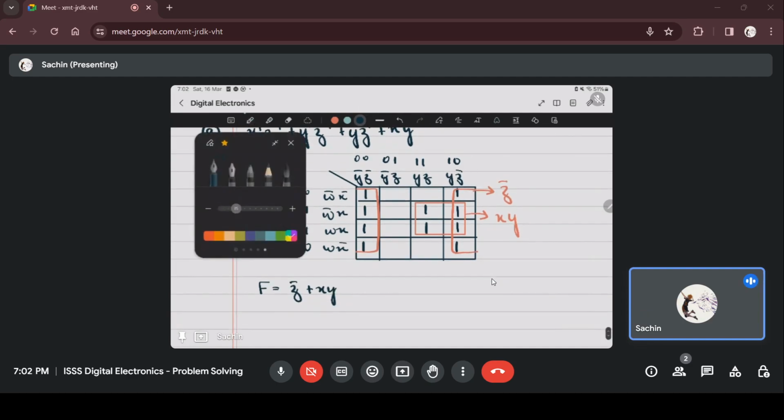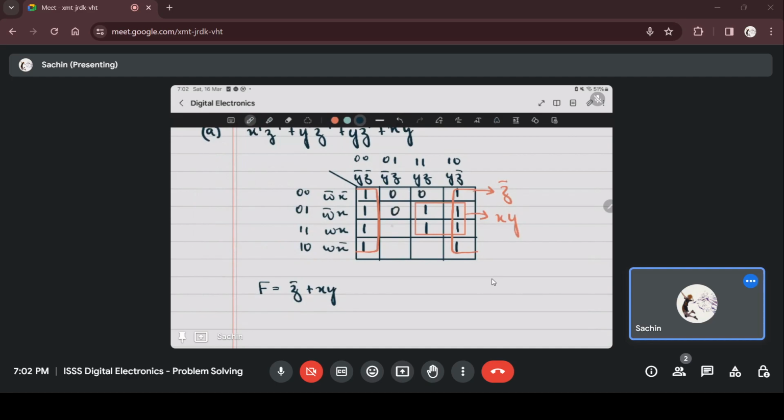For the product of sums form, we have to group the zeros, and for that we have one quad to group those zeros and another quad to group the remaining zeros.